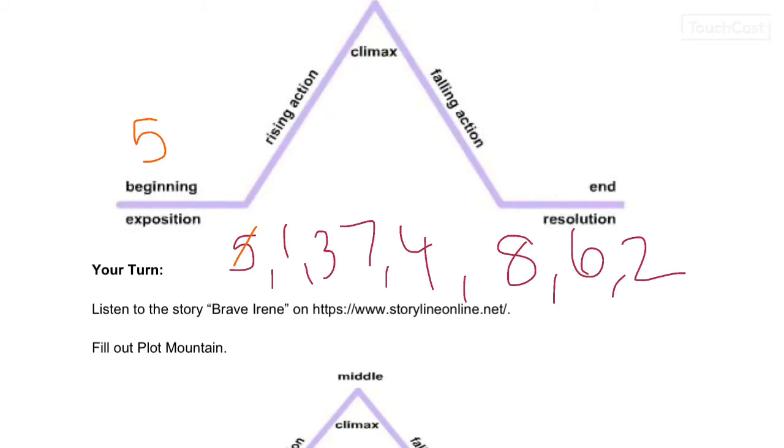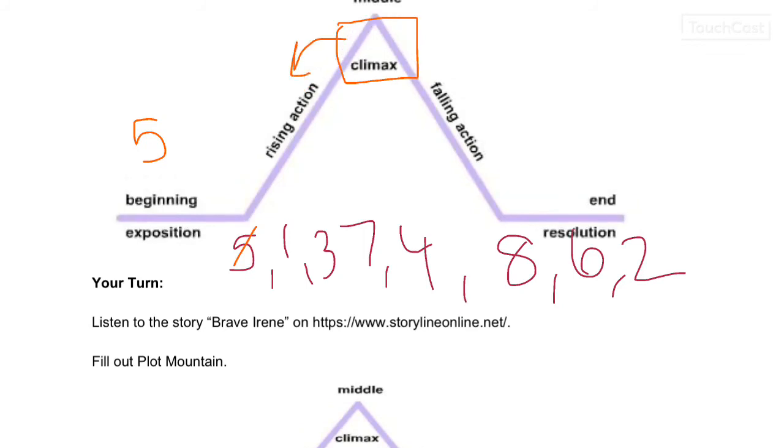Now this next part, we need to find out which of these is the climax, and then everything that comes before the climax would be rising actions. So the climax for me was step 8, when the bears find out who's in their house. They see her sleeping in the bed. So 1, 3, 7, and 4 are all going to be rising actions. They're building your suspense, right? Even when the bears come home.